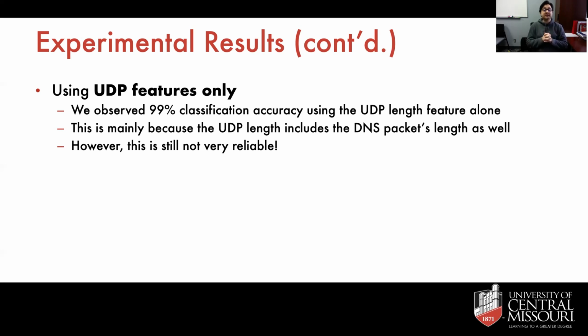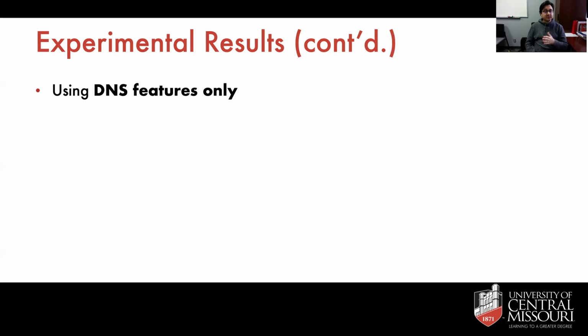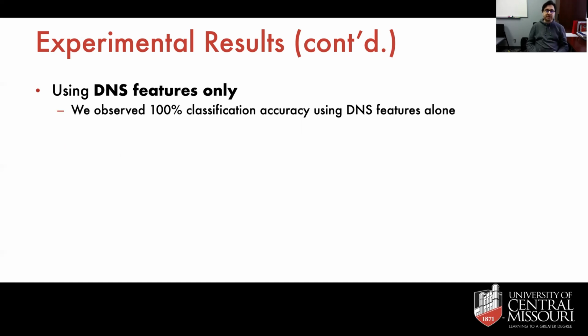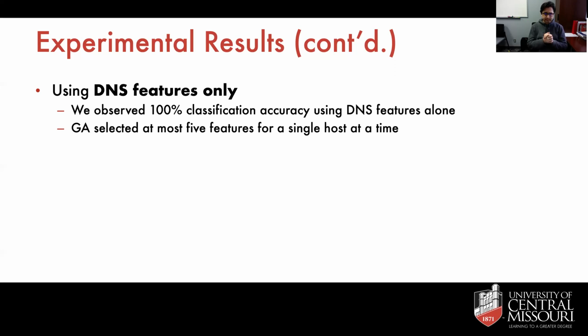But of course, this is not a very reliable piece of information. So next, we switch to the DNS features, the features that we actually think are going to make the most contribution in performing fast-flux detection. We observed 100% classification accuracy using the DNS features alone. We observed that the GA selected at most 5 features for a single host at a time.